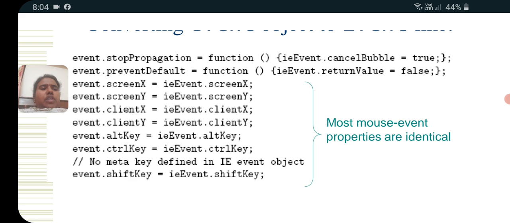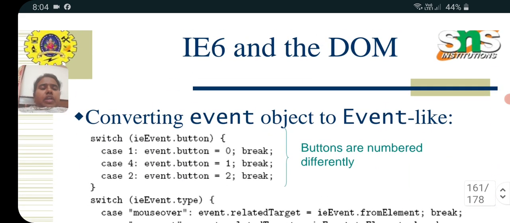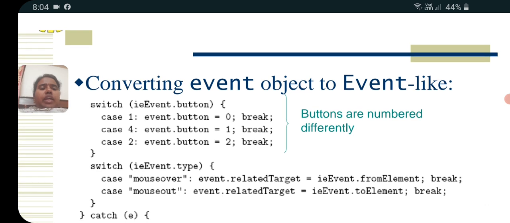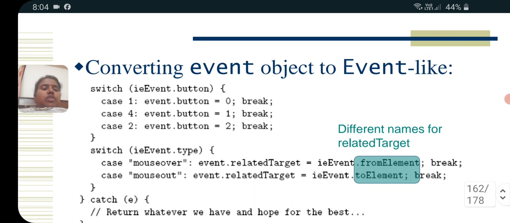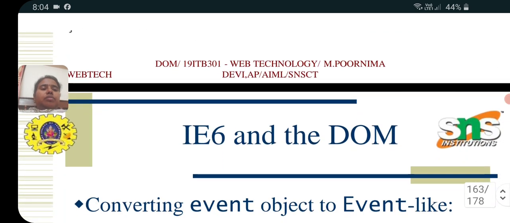Most mouse event properties are identical. But case 1: event.button equals 0, break. Case 4: event.button equals 1, break. Case 2: event.button equals 2, break. Buttons are numbered differently. Also fromElement and toElement are different names for relatedTarget.